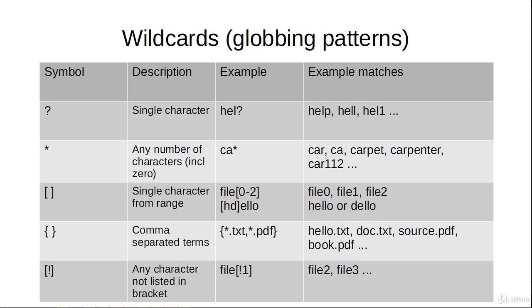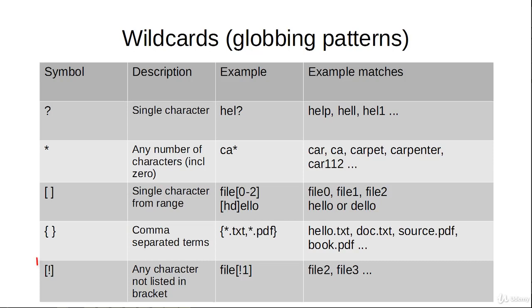The next symbol is curly brackets, which is used for comma-separated terms. We can, for example, inside curly brackets specify two wildcards separated by a comma: *.txt and *.pdf. And as a result, we get all files which end with the txt extension and the pdf extension. Now it may be hard to understand, but when you try it, you will find it quite easy.